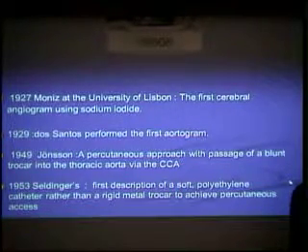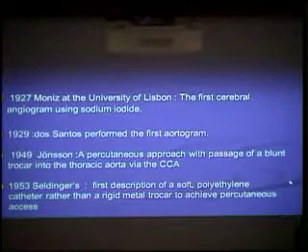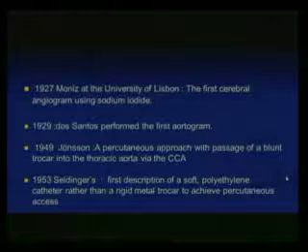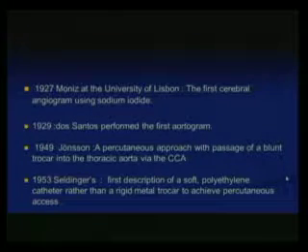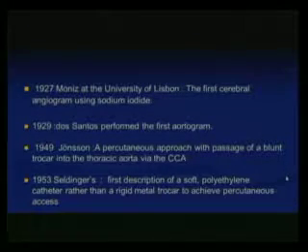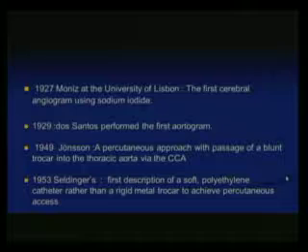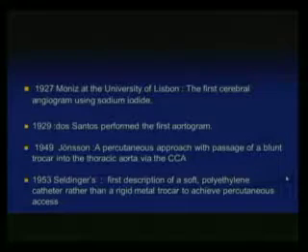A blunt trocar was used. The access was obtained in the common carotid artery, and the thoracic aorta was accessed percutaneously. Following that, in 1953, Seldinger, and this was the first description of soft catheter rather than the metal trocar that was used. Johnson in 1949. This was to get the percutaneous access. So we started from 1927, we came to 1953.